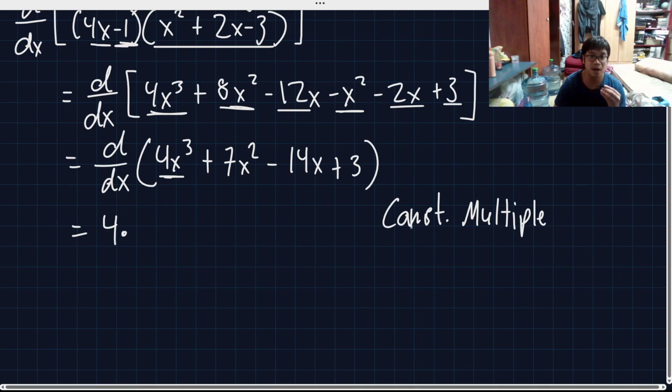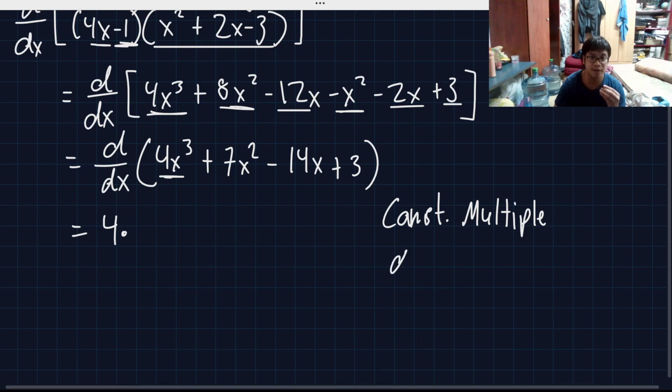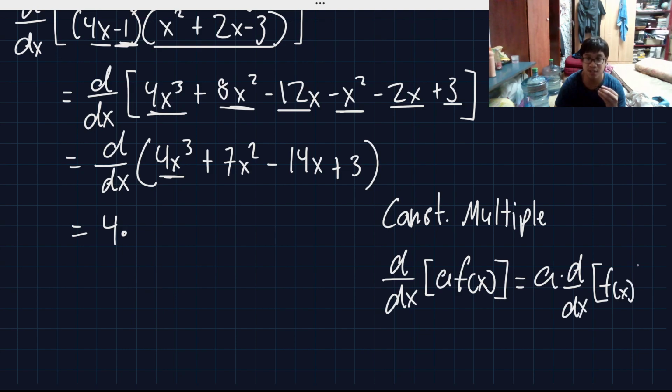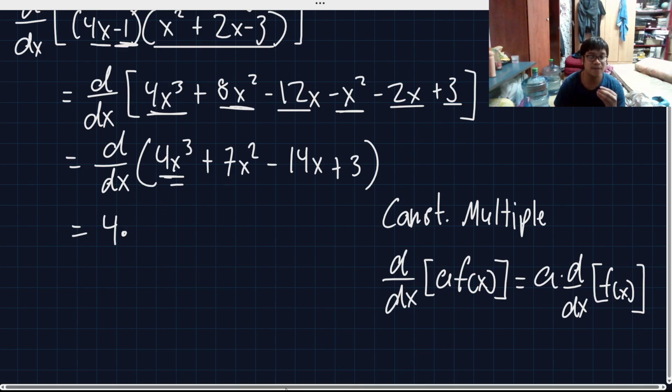So this is once again according to the constant multiple rule of differentiation, where if you are told to get the derivative of a constant that has a function beside it, the answer would be a times the derivative of the function. Basically, don't touch the constant, just touch the variable or the function beside it. So we have x cubed, right? We will only get the derivative of x cubed, not 4.